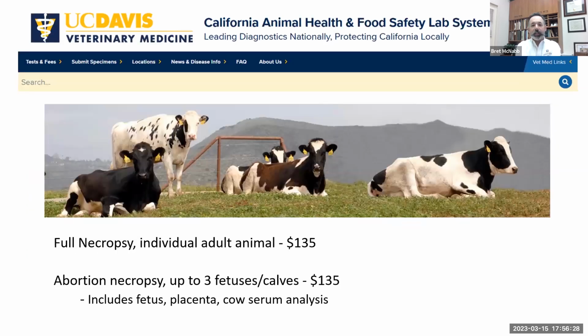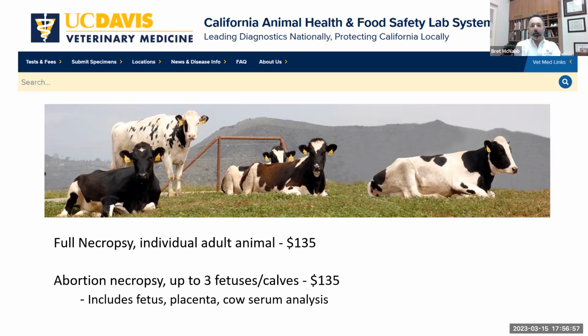So we do routinely use the CAHFS lab, so the California Animal Health and Food Safety Lab. Again, the closest lab for everyone in Northern California is the one here in Davis on campus that's right next to the vet school. I'll say that they have an excellent lab system, and they do a great job at working up livestock abortion. It's one of the biggest reasons that animals get submitted to the lab.